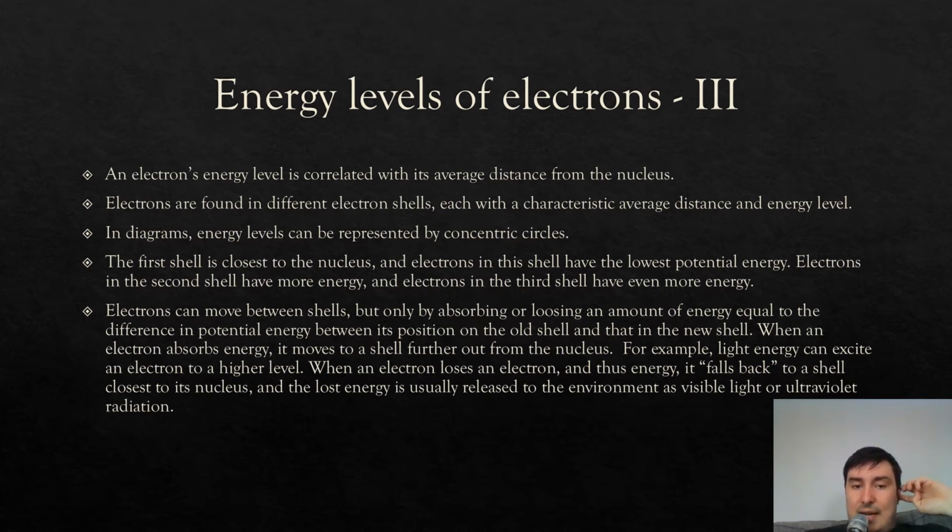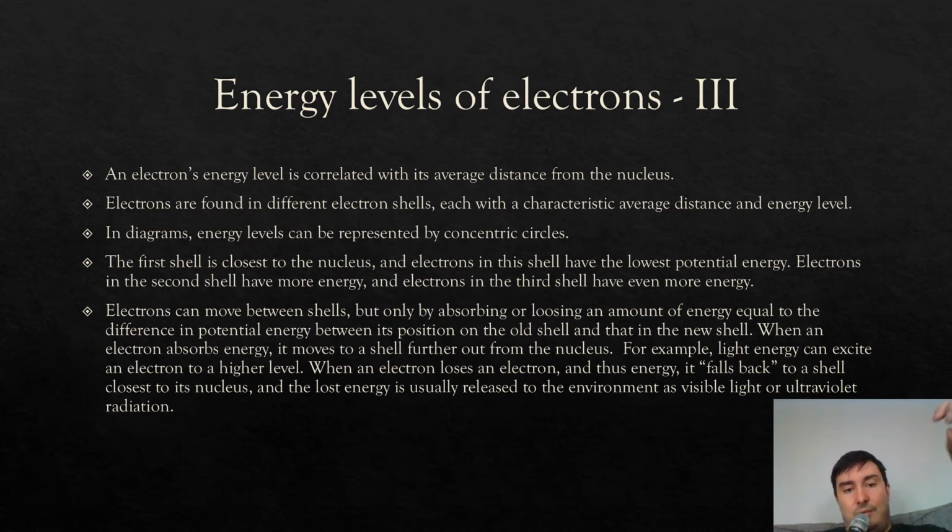In diagrams, energy levels can be represented by concentric circles. The first shell is closest to the nucleus, and electrons in this shell have the lowest potential energy. Electrons in the second shell have more energy, and electrons in the third shell have even more energy still. Electrons can move between shells, but only by absorbing or losing an amount of energy equal to the difference in potential energy between its position on the old shell and that in the new shell.